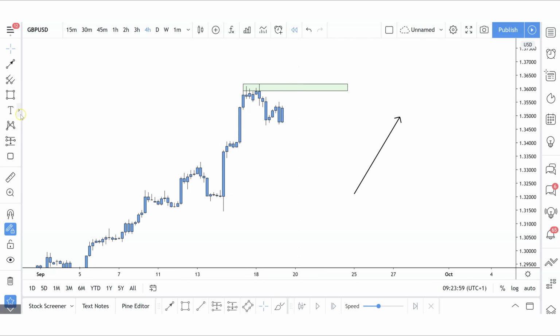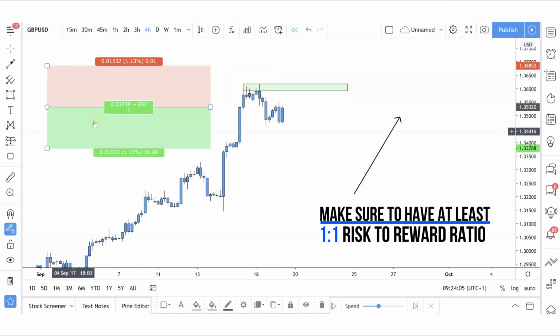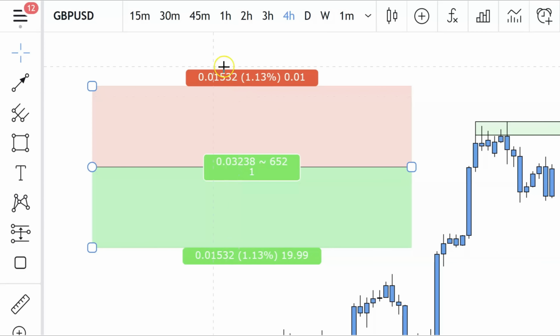And my usual rule of thumb when I'm taking any trade is to make sure that I have at least a 1-to-1 risk to reward ratio. So as you can see here, whatever this is, 153 pip stop loss, 153 pip target. This could be 15 pips, 15 pips. Just make sure this is 1-to-1.